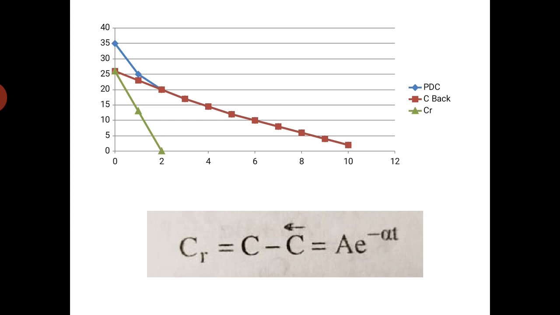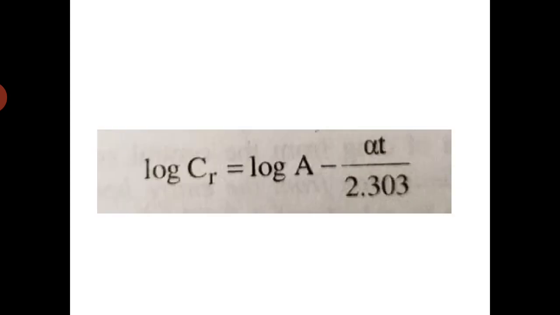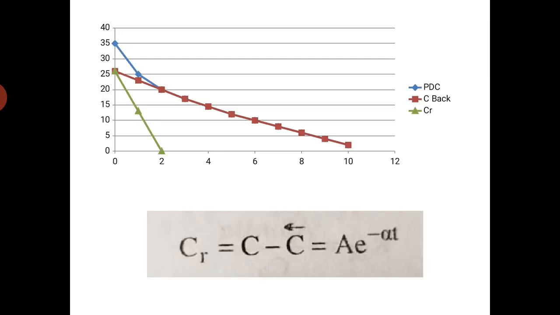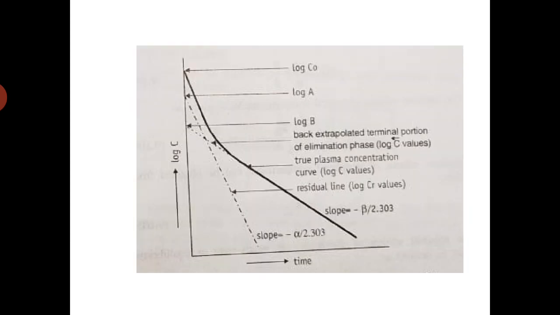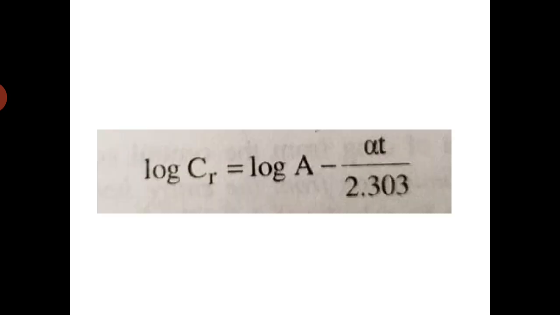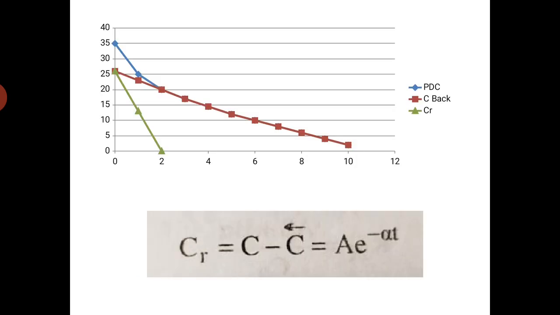Now take the logarithm. Log CR is equal to log A minus alpha t divided by 2.303. Okay, so the slope of this line, this green line, is the residual line. Once you have the residual concentration, in the same graph you plot the concentration against time. This residual concentration you plot. So this graph represents the residual graph, and the slope of this residual graph gives you the value for alpha. Slope of this line gives you the value of minus alpha divided by 2.303, and we can determine alpha by multiplying the slope by 2.303.